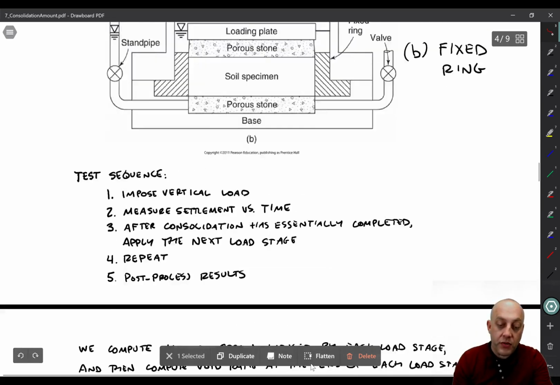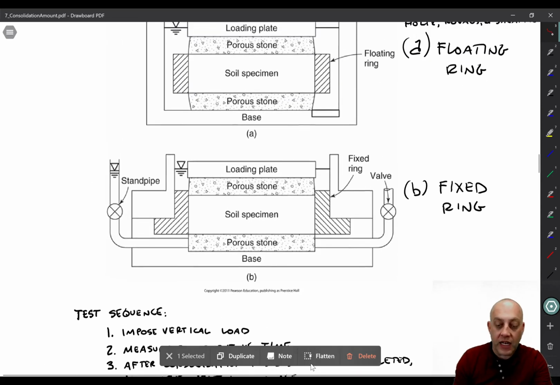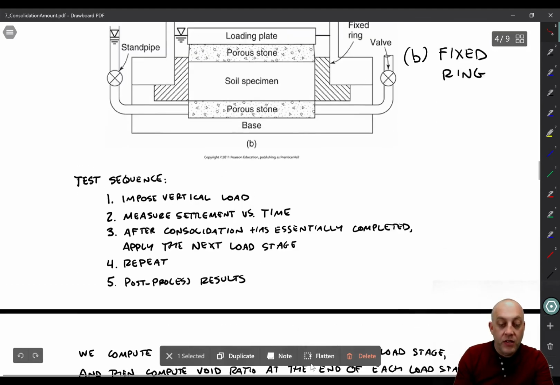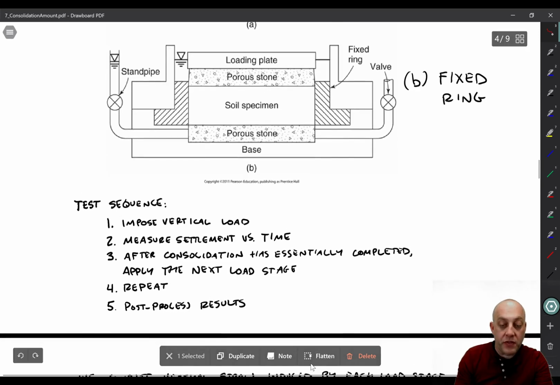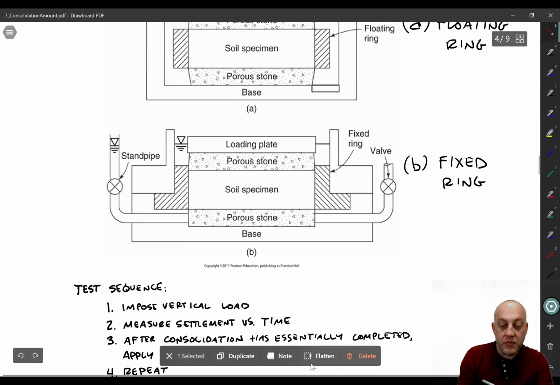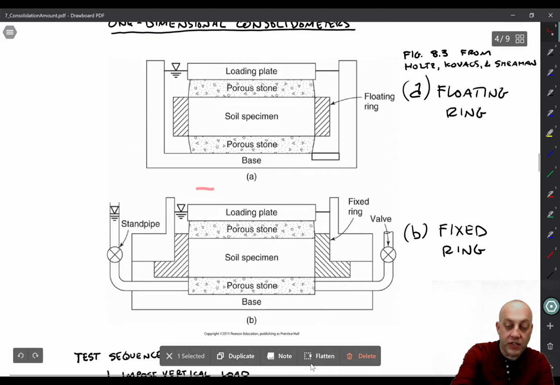So what we do, and if you take the 128L class, you'll do a test using this kind of fixed ring consolidometer. So then the test sequence, we impose a vertical load, so we'll put some vertical force on this loading plate up there. And then we measure settlement versus time. So we always have an LVDT attached to the top to measure, or a dial gauge to measure settlement versus time.